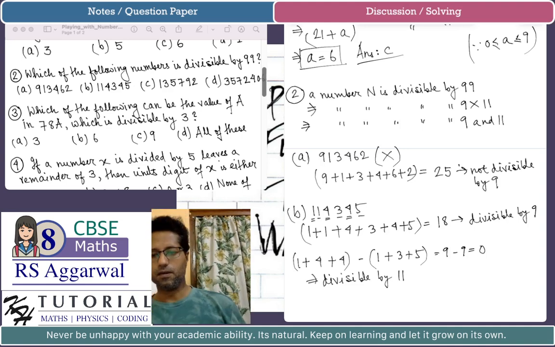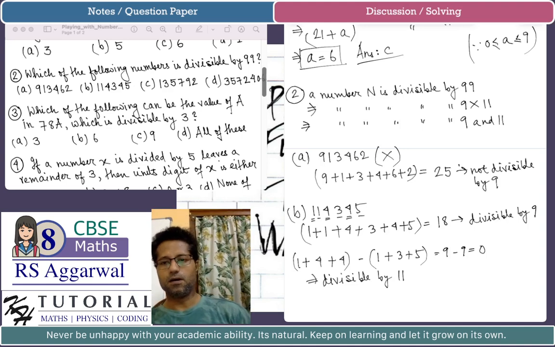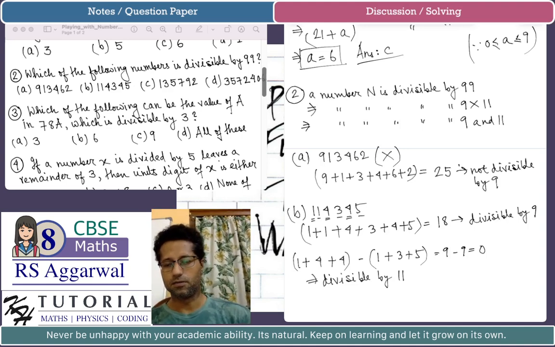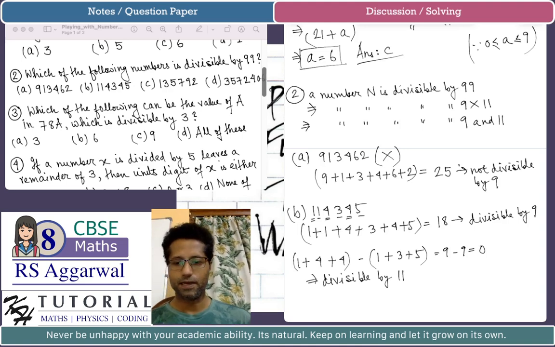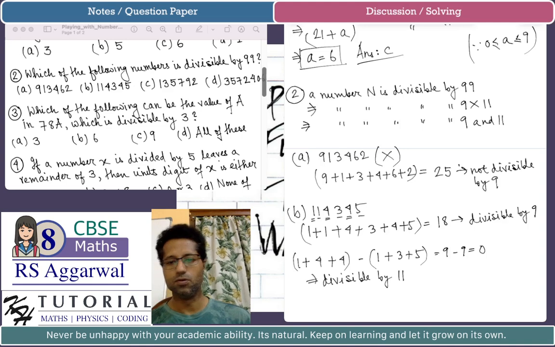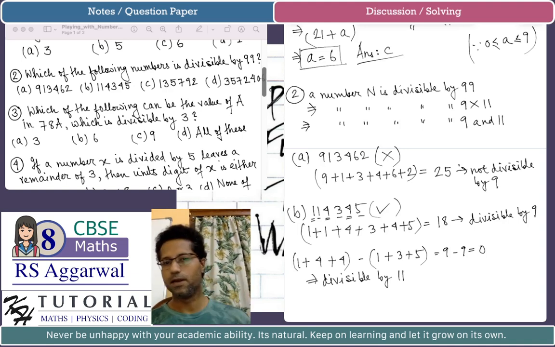It is divisible by 11 because we know that for a number to be divisible by 11, the difference of the sum of the digits at odd places and the sum of the digits at the even places has to be either 0 or a multiple of 11. So we are getting for this number that value is 0. So this is a number which is both divisible by 9 and 11, and hence it will be divisible by 99.